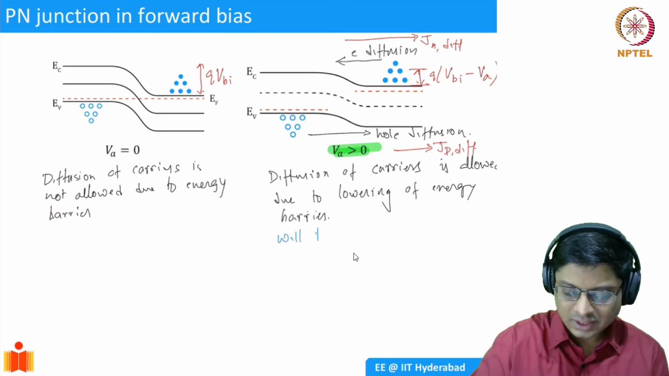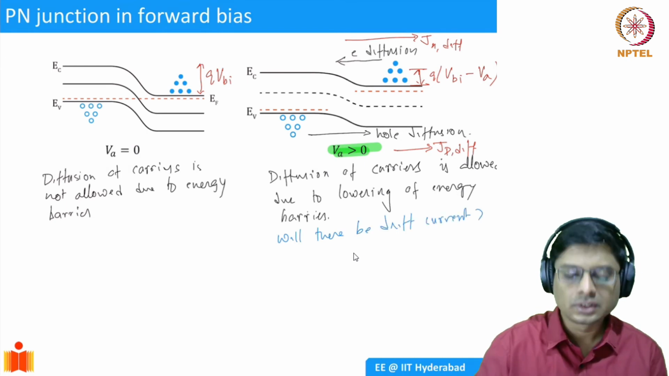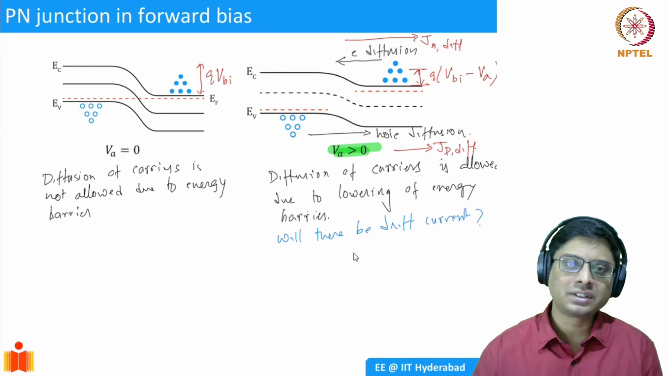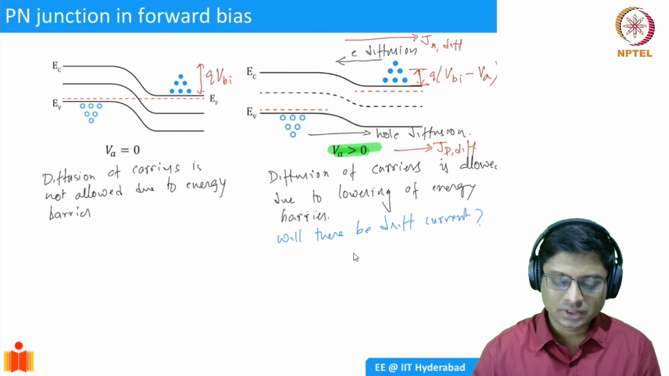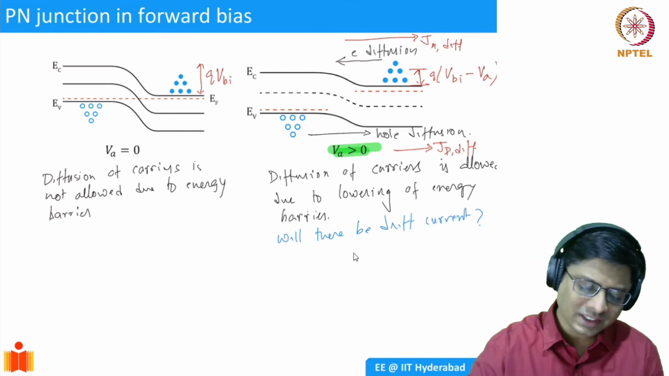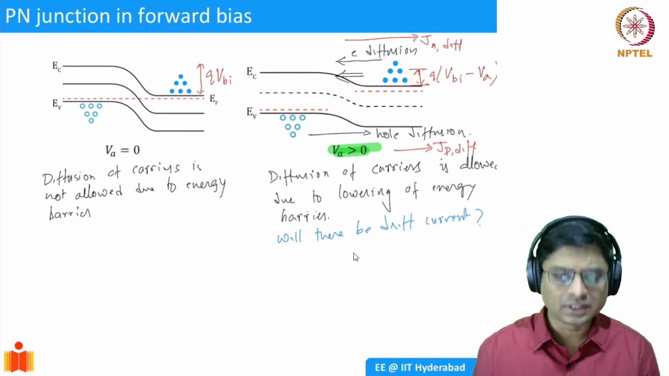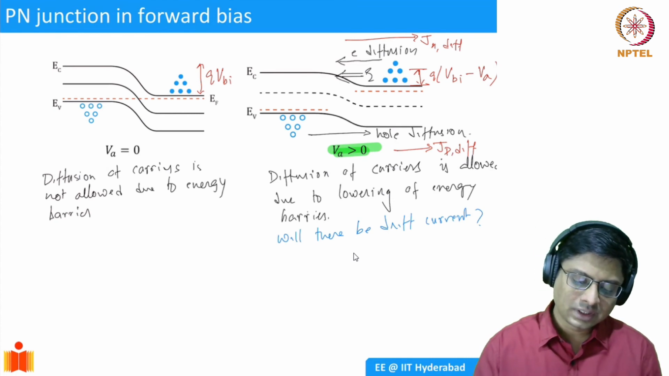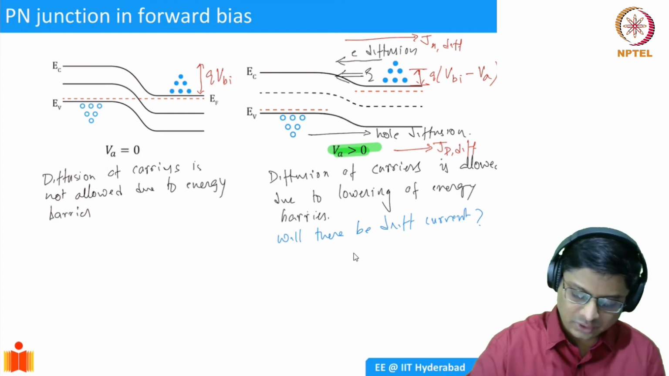Will there be drift current? Remember the basic difference between drift and diffusion currents. Diffusion current happens when you have a gradient in the concentration. Drift current happens when you have an electric field. So the question here is, is there any electric field? Well, yeah, there is an electric field, which is here, right? We studied it in detail last week. So there is this electric field. So electrons can actually go from P to N type, right? So when you have this, you can have a drift current consisting of JN drift, right?